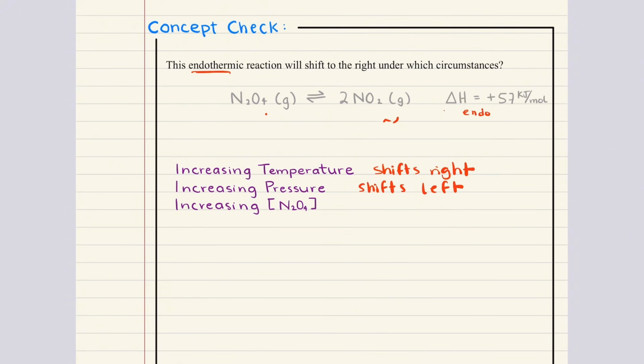Finally, let's think about what happens when we increase the concentration of dinitrogen tetroxide. Adding more of the reactant pushes the equilibrium forward, so it shifts to the right so that more product is formed. Putting this all together, increasing temperature and increasing the concentration of the reactant are going to shift the reaction towards the right. But increasing pressure shifts the reaction towards the left.